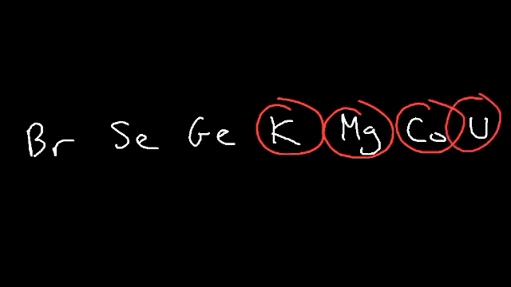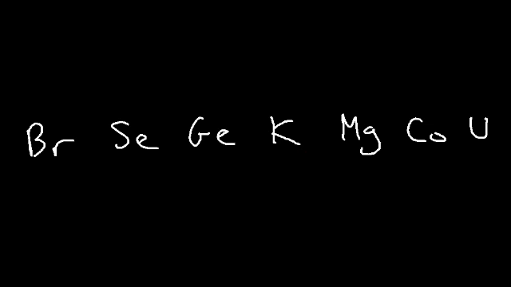So here's the first question. Which of the following elements are considered to be metals? Circle all of the elements that are metals. So potassium, magnesium, cobalt, and uranium are classified as metals. Now, which ones are nonmetals? Bromine and selenium are nonmetals. Ge, germanium, is the metalloid.